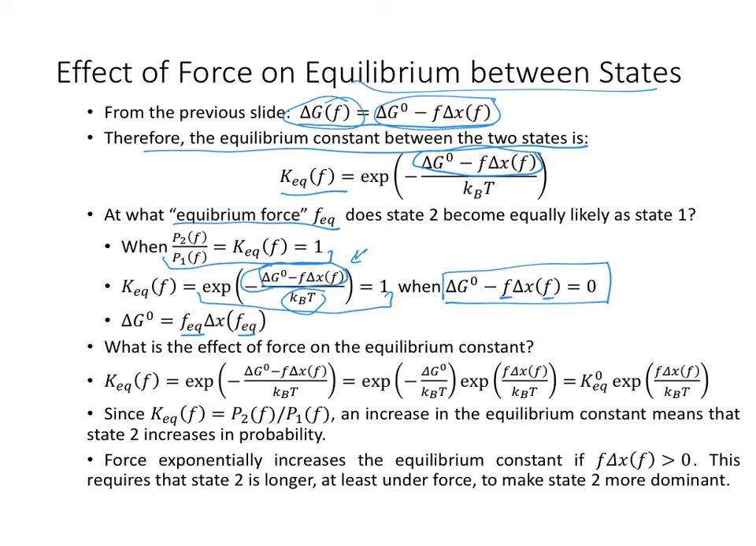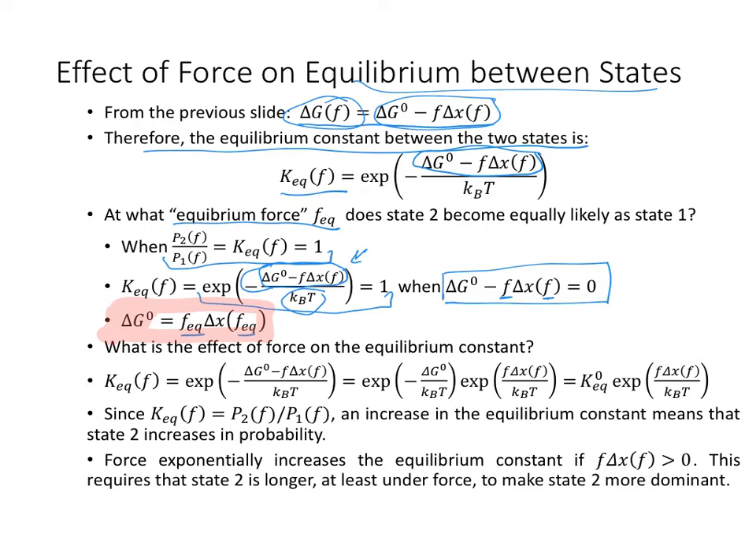And this is our key equation that tells us the requirement for reaching the equilibrium: F equilibrium times the change of length at the equilibrium force has to equal the change of energy without force. The way to think of this is that the equilibrium force is the force at which the energy due to the force is enough to overcome the difference in energy between the states without force.